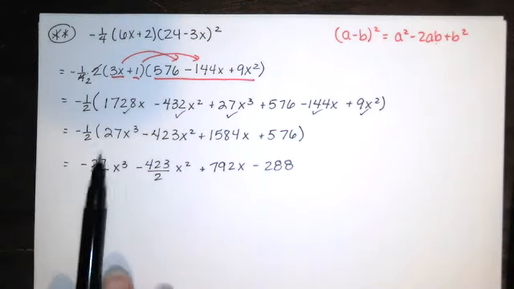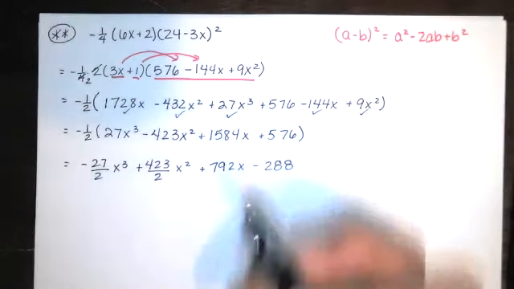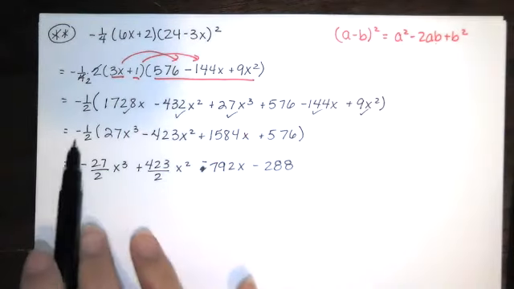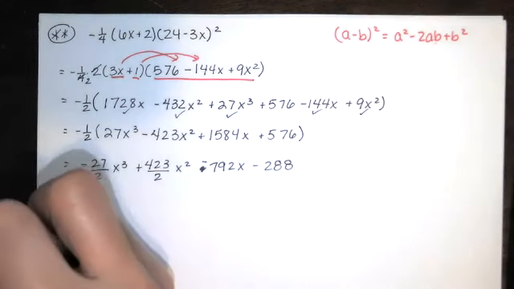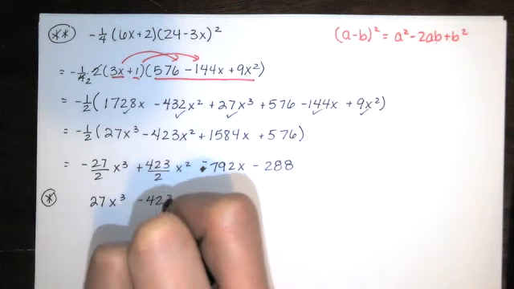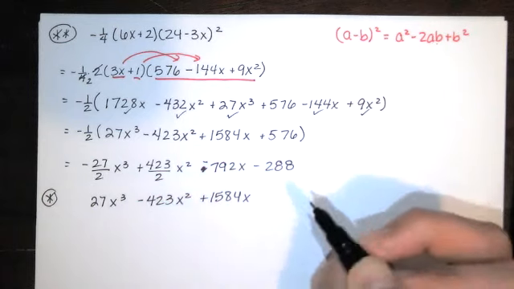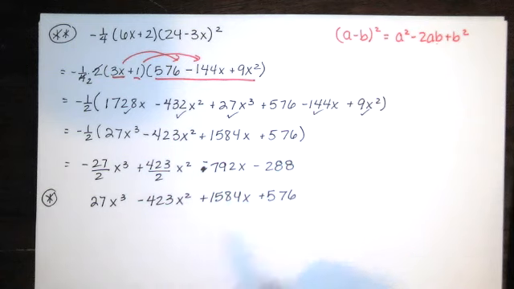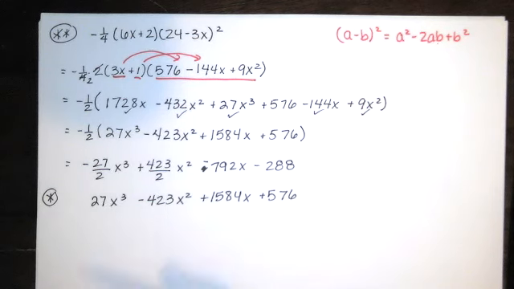Let me make sure my signs are right. Negative times a positive should be a negative. Negative times a negative should be a positive. When I divide a positive by a -2, I should get a negative there. Whoops. And a positive divided by a negative is negative. Okay, so that's my double star term. My single star term was 27x cubed minus 423x squared plus 1584x plus 576. Okay, so I want to add this and this together.